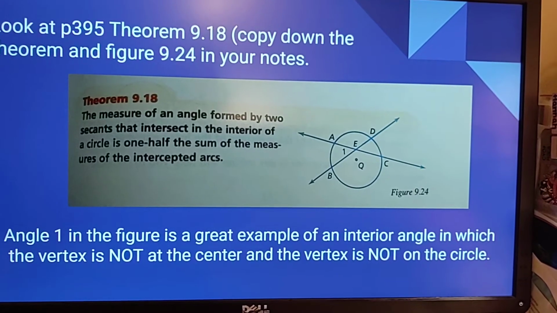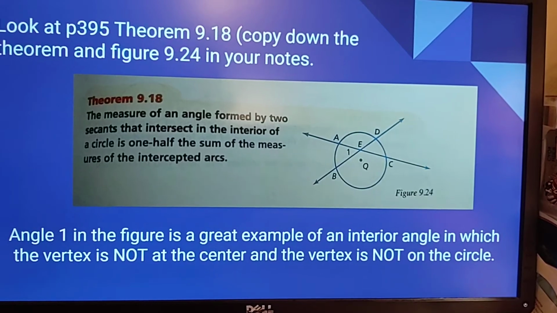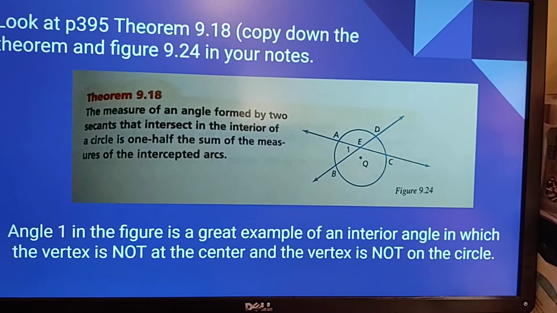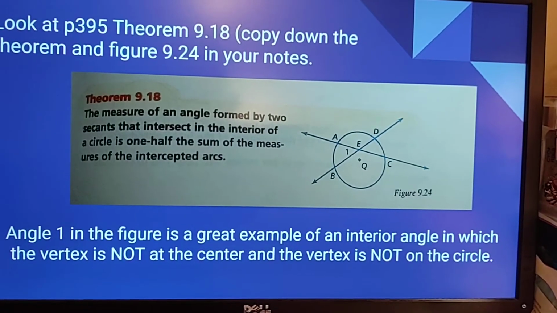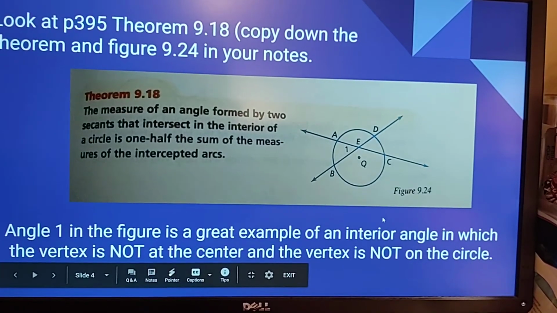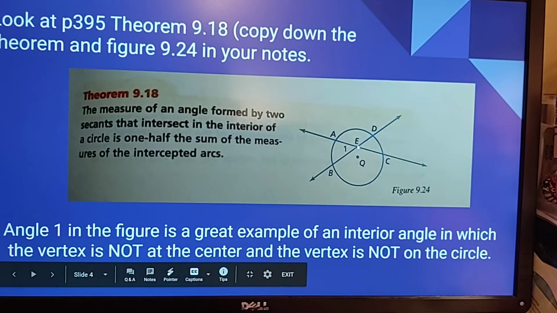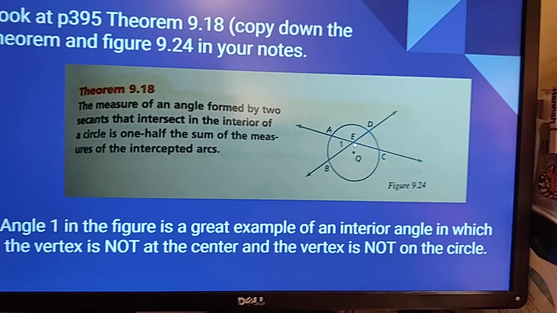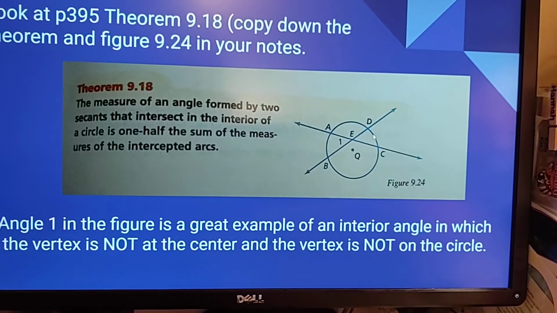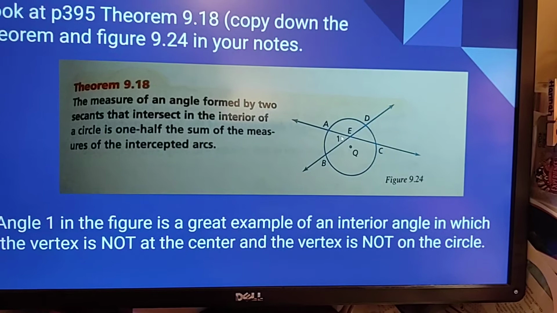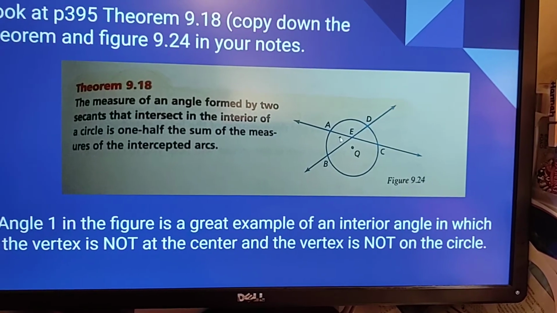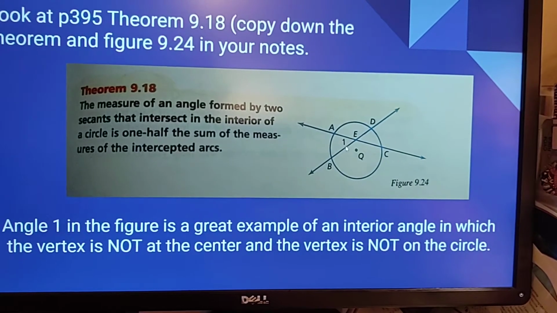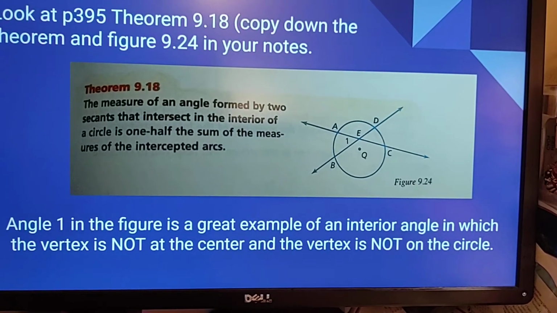We're looking at angle 1. So angle 1 in this figure is a great example of an interior angle. It's inside the circle, in which the vertex is not at the center and the vertex is not on the circle. So looking at angle 1, here's its vertex, vertex E. Notice it's not on the center, that would be at Q, and obviously it's also not on the circle over here somewhere. Now the measure of this angle, angle 1, is going to be equal to 1/2 the sum of the measures of the intercepted arcs.